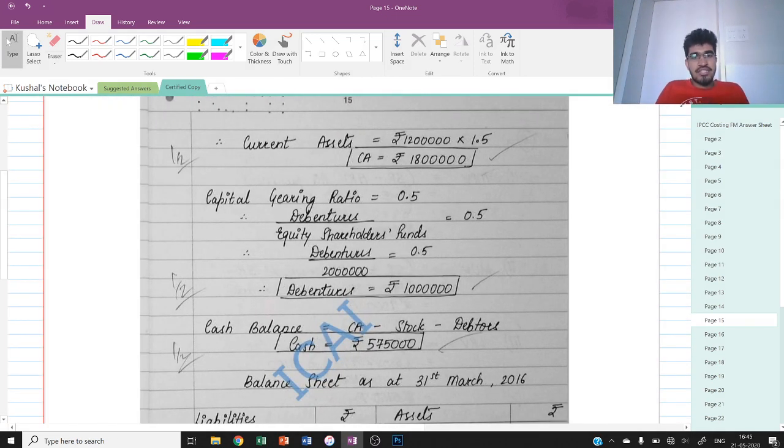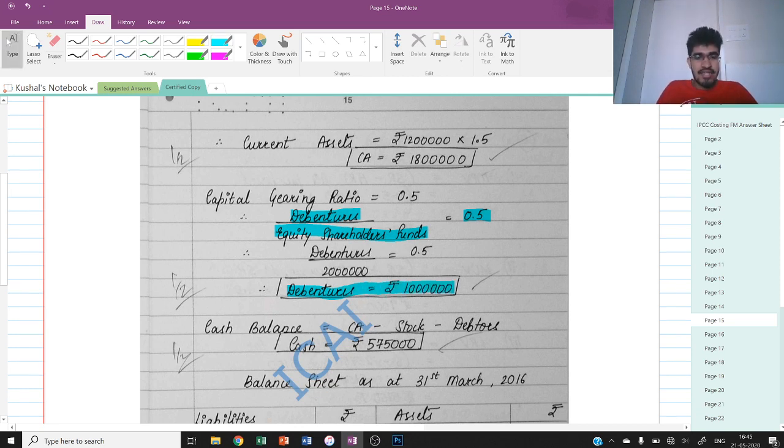The capital gearing ratio is given as 0.5. Capital gearing ratio is what? Debentures upon equity. Debt upon equity is nothing but the gearing ratio. There are various formulas of gearing ratio. You have to remember the formula which is given in the practice manual, which is debt upon equity. This amounts to 0.5. Therefore, debentures upon equity shareholders funds, which is 20 lakh, the net worth, is equal to 0.5. Therefore, debentures are rupees 10 lakhs.